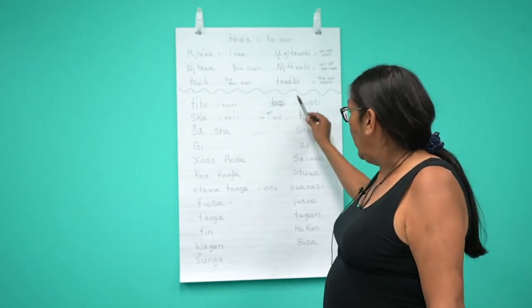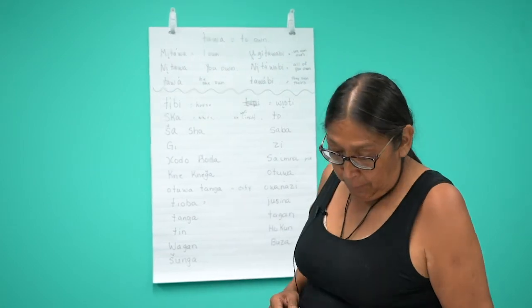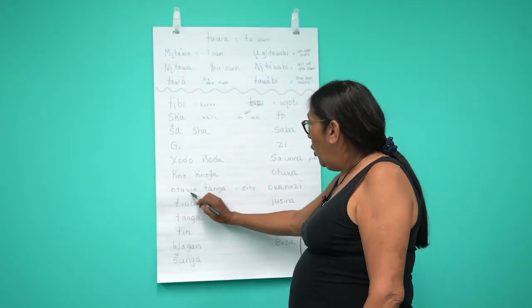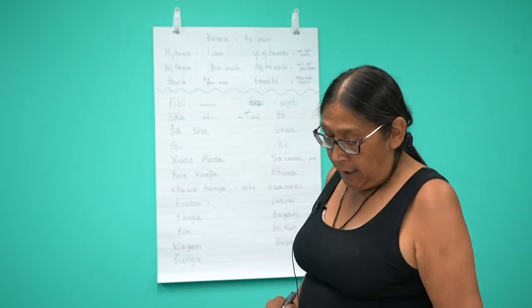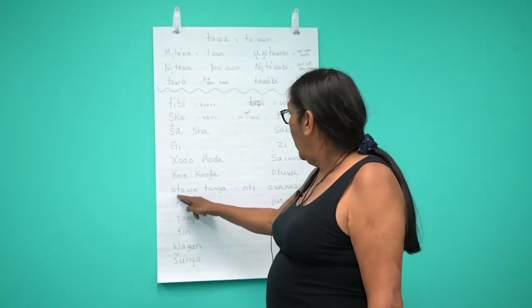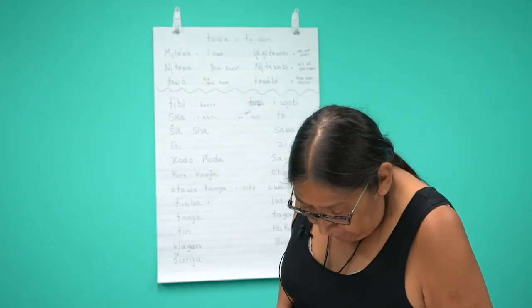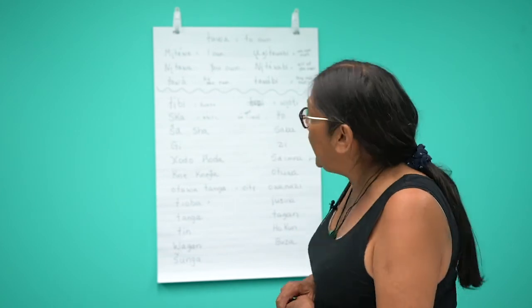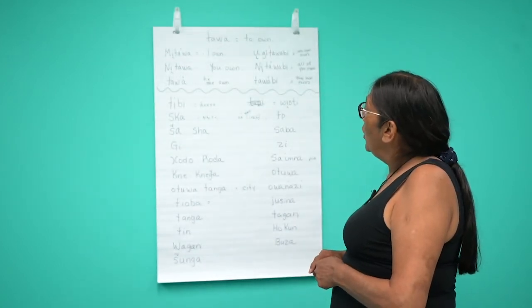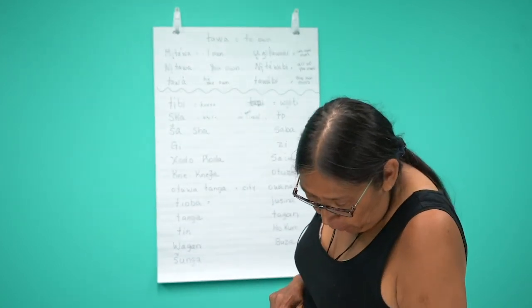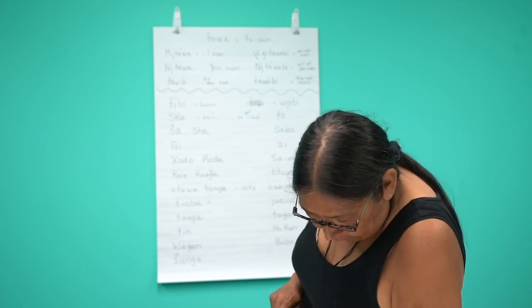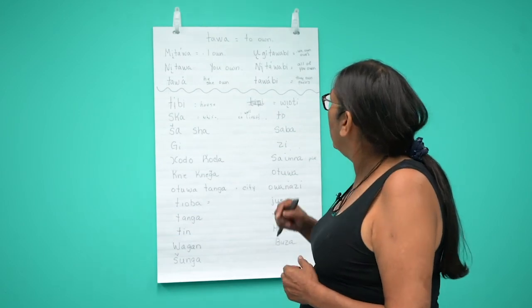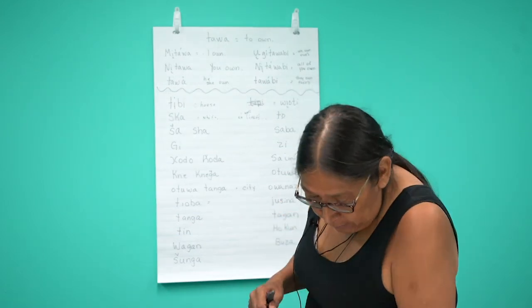Okay, now I'm going to tell you that I live in a big city. Otuatang en wati. I live in a big city. My father has a blue house. He has. Yuha. My father has a blue house. Tibi to yuha. He has a blue house.